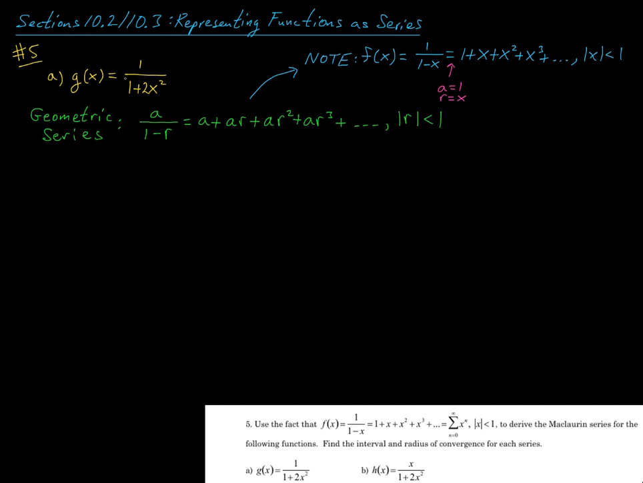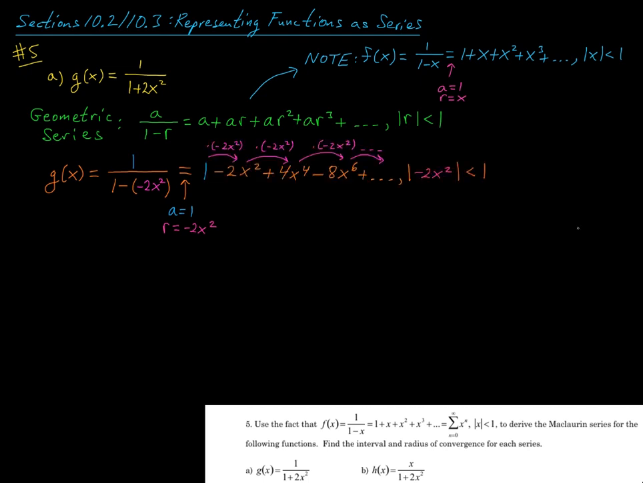The big idea is to recognize the expression for the given function as something of this form, a over 1 minus r, and then we're going to apply this result. So here, g of x is 1 over 1 plus 2x squared, so 1 is going to be my a, and since I have a plus 2x squared, I can write that as minus a negative 2x squared, and so here the common ratio r is negative 2x squared.